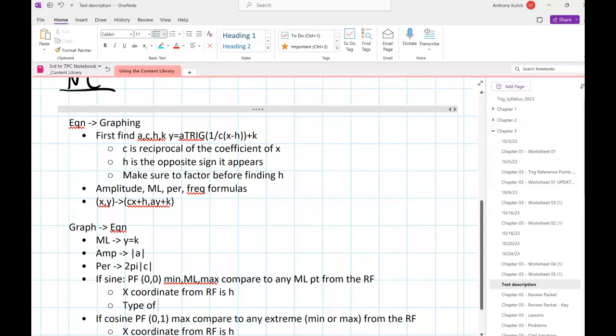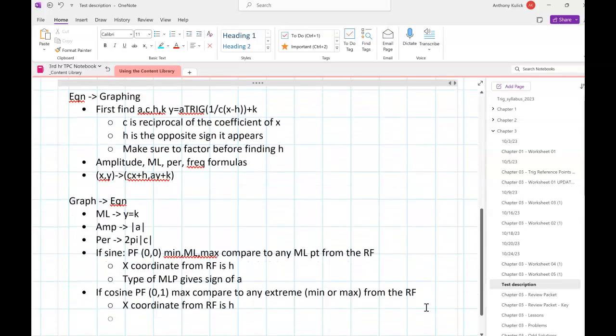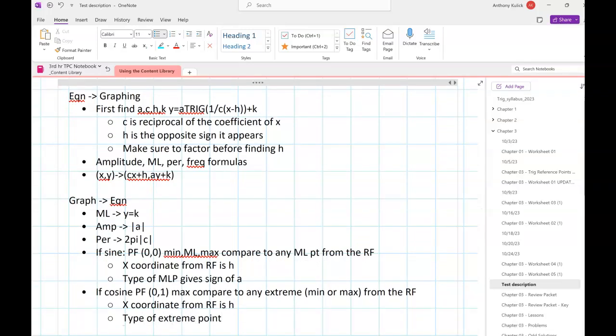And we say type of midline point gives sign of a. Type of extreme point gives sign of a.